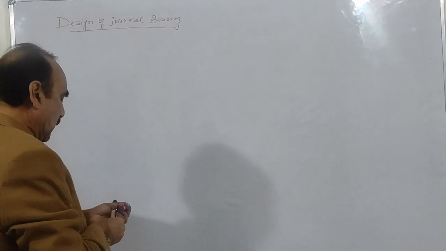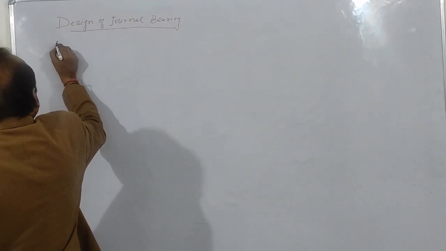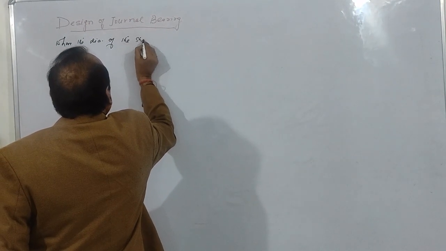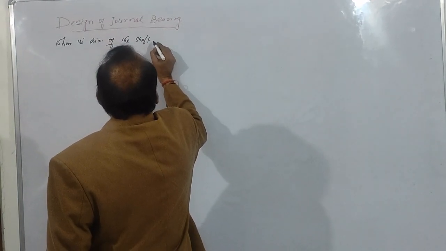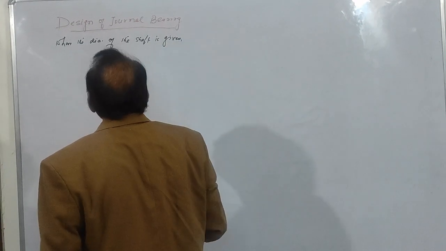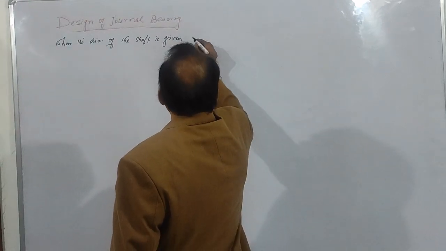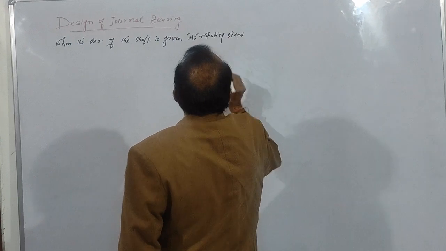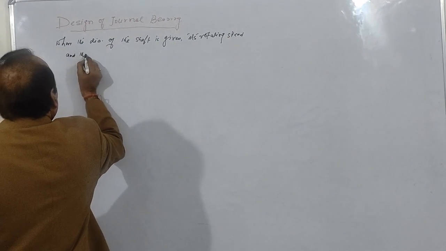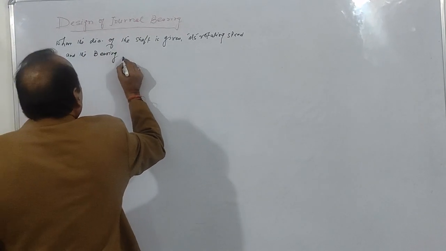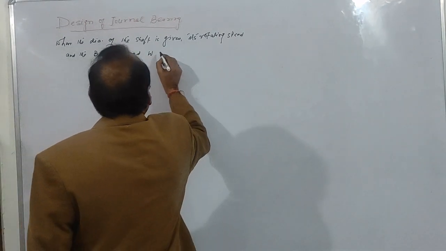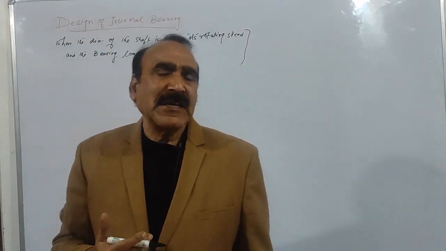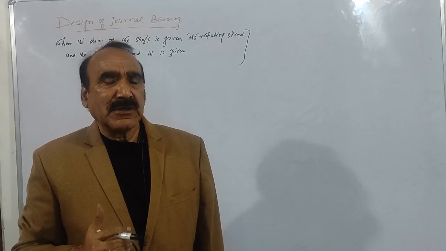Just see here. When the diameter of the shaft is given, its rotating speed is also given. Suppose its rotating speed and the bearing load W is given, then if we have to design the journal bearing, what are the important steps and what are the important parameters we use during the design of this, right?